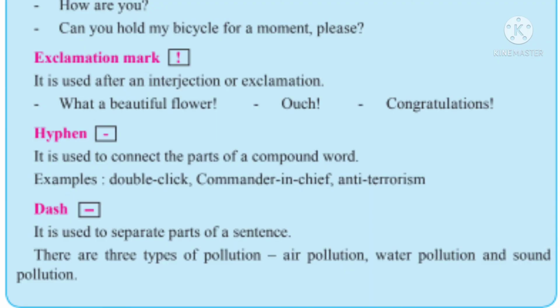Now let us see where we use dash. Dash is used to separate parts of a sentence. For example, there are three types of pollution, dash, air pollution, water pollution and sound pollution. So students, why do we use dash? We use dash in order to separate one sentence into two parts. As you all have seen in this example, the whole sentence is divided into two parts by using dash.